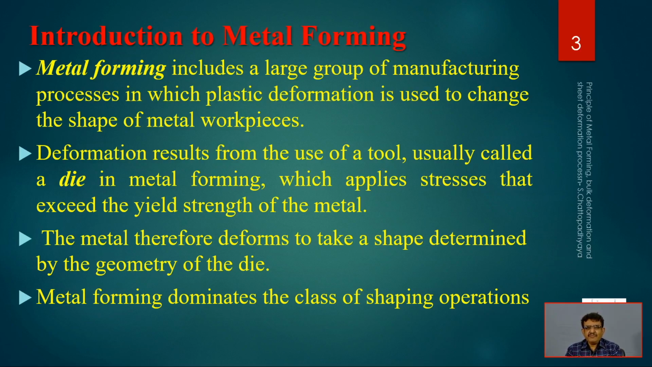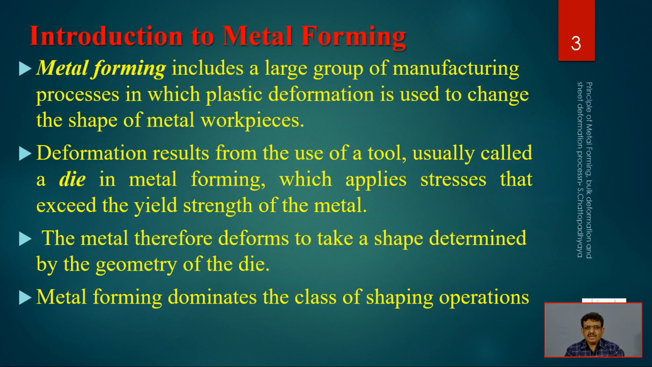And the metal therefore deforms to take a shape determined. How will the shape be determined? Determined by the tool. The tool will dictate the geometry of the deformed shape, and it will be the conjugate profile of the tool. So the tool, that is the die, will decide the stress to bring permanent deformation into the workpiece of those metals.